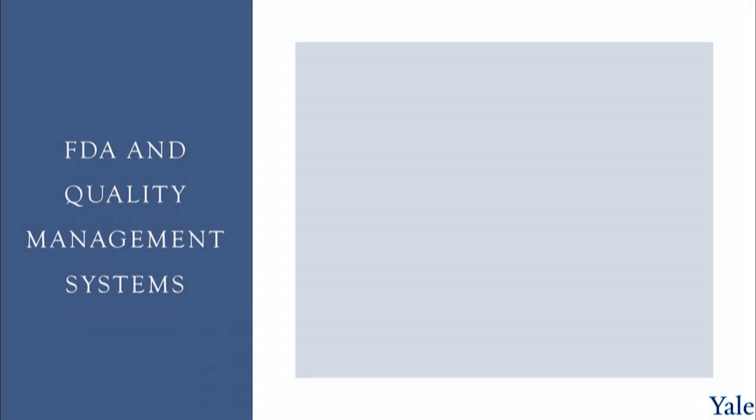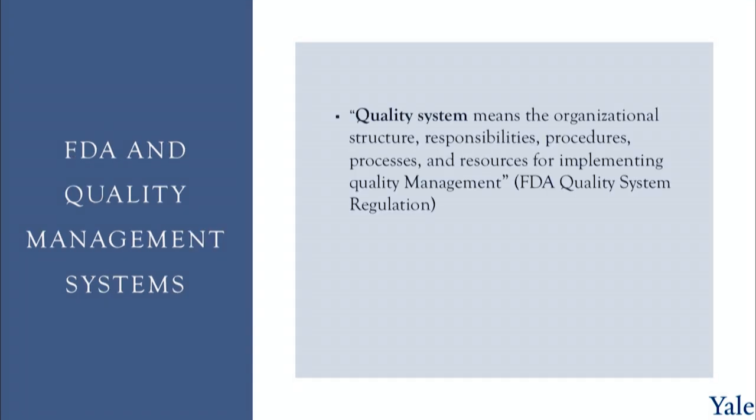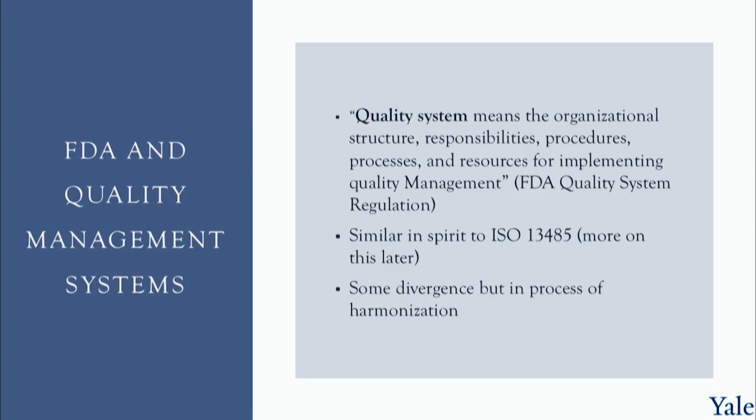The FDA has its own quality management systems rules. If we go back to the quality system regulation, here's the definition they use. Quality system means the organizational structure, responsibilities, procedures, processes, and resources for implementing quality management. The whole thing, this is what a quality management system is. It's similar in spirit to ISO 13485. We'll have more on this later. And there's some divergence, but all of these things are in the process of harmonization. So if we discuss ISO 13485, most of what you'll hear is very similar to the details of what the FDA requires, and in fact, we make it closer over time.